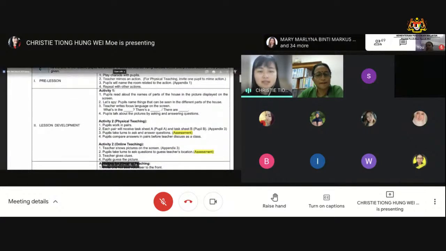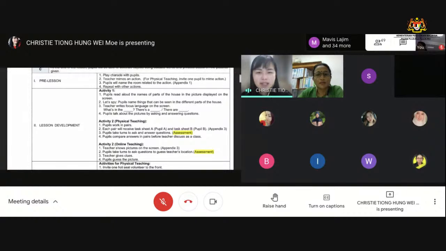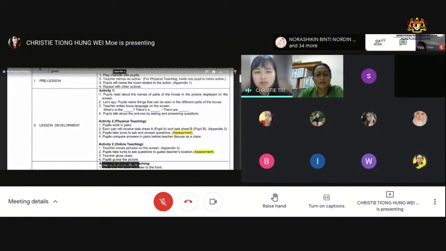So for my lesson development, I have 2 activities on this page. For the first one, pupils will read aloud the names of the parts of the house in the pictures displayed on the screen. This is followed by Let's Spy, where pupils need to name the things that they can see in the different parts of the house.